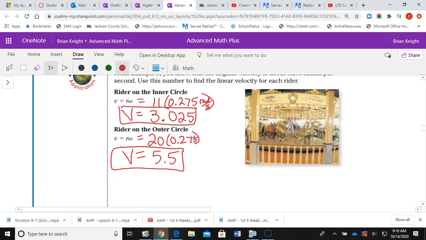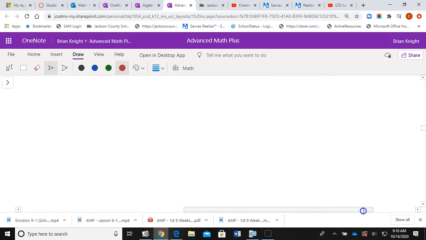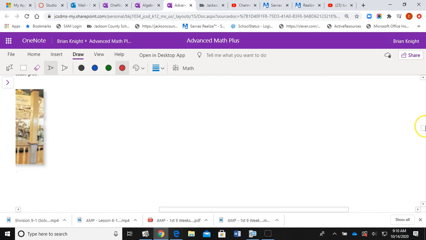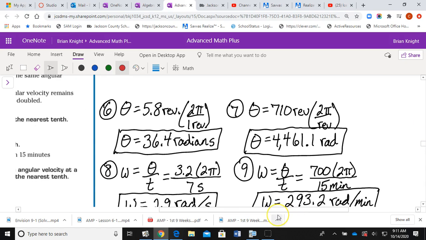If you'll look, we're going to do a few problems together. 6, 7, 8, 9, 10, 11. All right? 6 and 7 says determine the angular displacement. I'm just going to show you what that looks like. Hopefully over here somewhere. I've lost it. Is this all out of the book? Yeah, this is out of the book. This is not your homework.